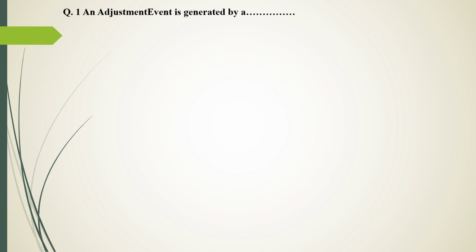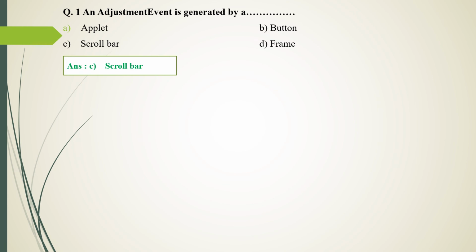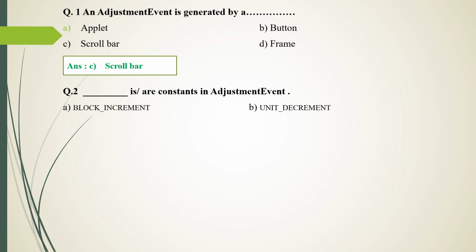Next we have some MCQs. An adjustment event is generated by: first option is applet, second option is button, third option is scroll bar, fourth option is frame. So the answer of this question is scroll bar. An adjustment event is generated by the scroll bar. Second question, dash is a constant in adjustment event. First option block underscore increment, second option unit underscore decrement, third option track, and fourth option all of these. So all three are constants in adjustment event. So the answer of this question is all of these.